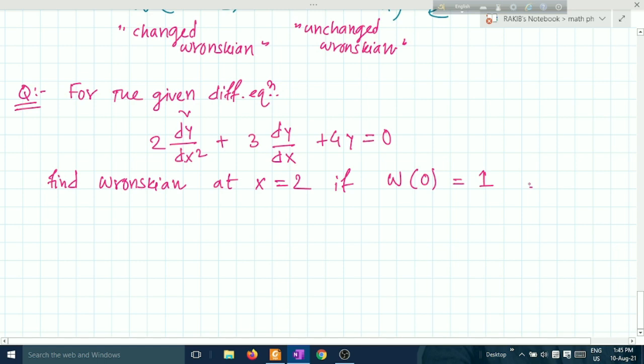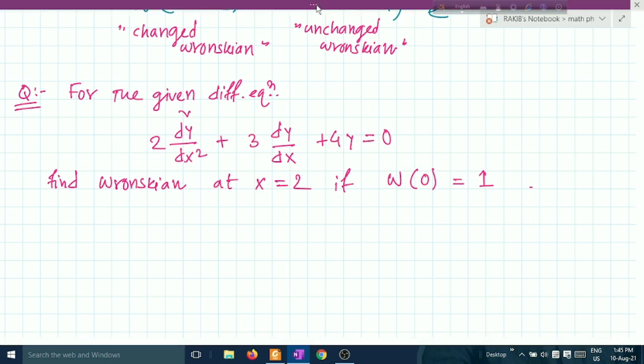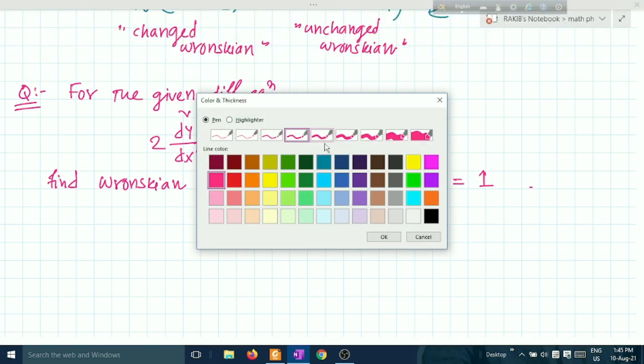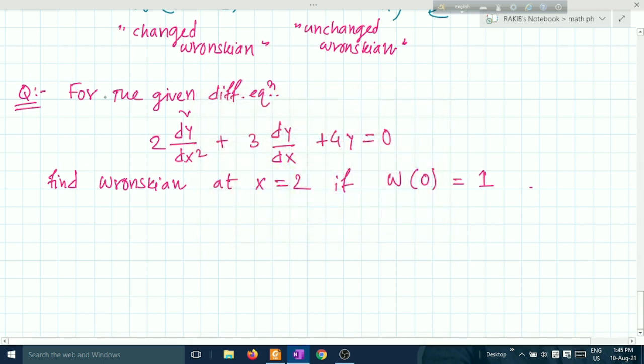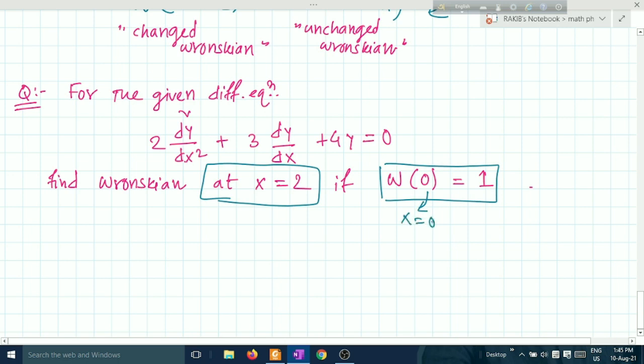This is the question. Read the question carefully. A differential equation is given to you. What you have to do is find the Wronskian at x equals 2. You are given the Wronskian at x equals 0. This is the changed Wronskian, or the shifted Wronskian, at x equals 2.